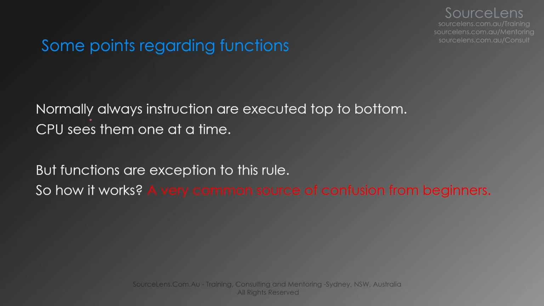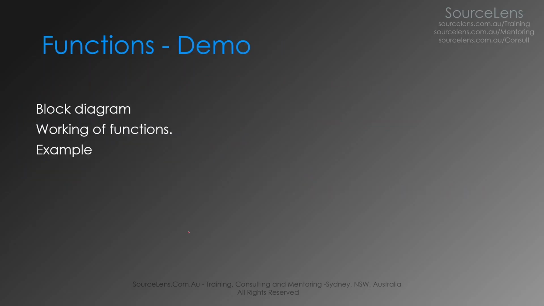So these are the couple of points we already discussed. Normally, instructions are always executed top to bottom. So we have seen that, top to bottom. CPU executes one at a time. That is also something we have seen, one line at a time. But in the case of functions, we have seen the exception as well. It came down, then went up, executed the function, and then came back. So let's see that quickly in a block diagram.